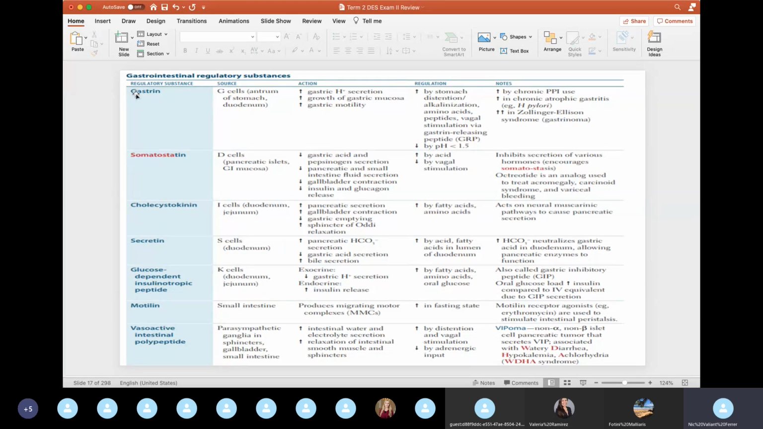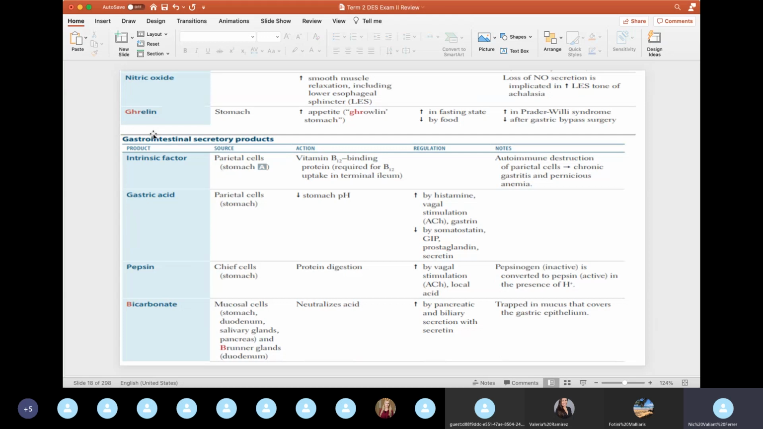So put a star here. What do I need to know? You need to know the regulatory substance. You need to know the source. What part of the GI tract, what kind of cells is producing this regulatory substance? What parts of the GI tract is it found? What's the action? Regulation. And for the notes, most of them you're going to learn more in terms 4 and 5.